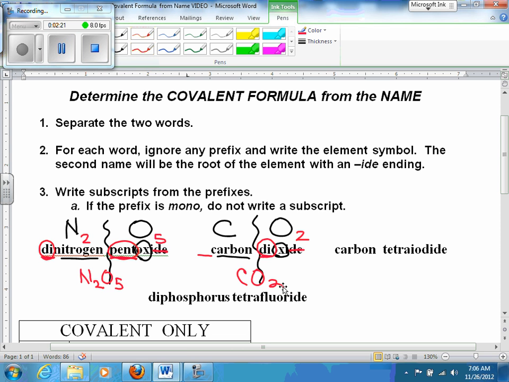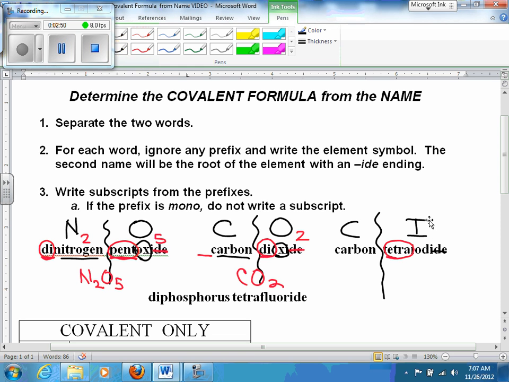Right, let's do that again. First thing that you want to do is split your compound. You're going to ignore the prefixes for just a second, so we're going to ignore tetra. Let's go back and determine the element symbol. This one's carbon. Tetraiodide, we're just not going to forget about the IDE. Iodide is going to be iodine.